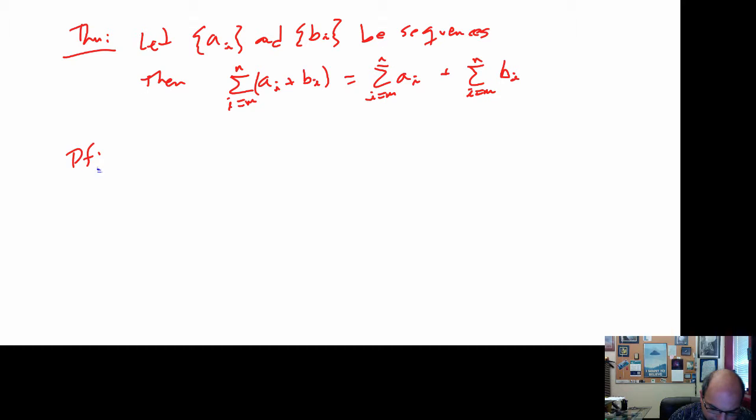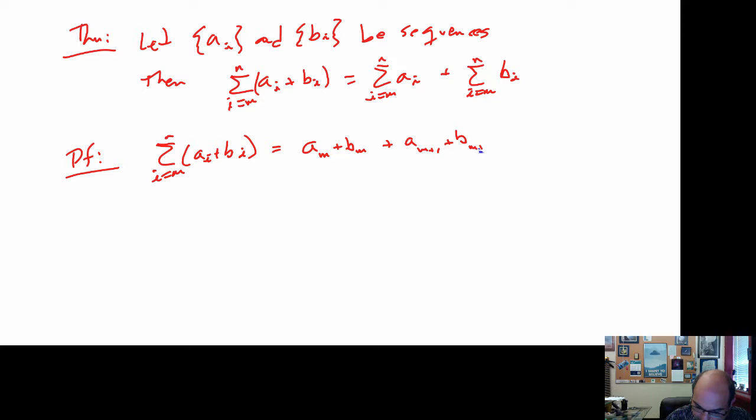And so I'm going to again start by giving you an informal proof. So if I have this, what I really have is A sub m plus B sub m plus A sub m plus 1 plus B sub m plus 1 plus ... plus A sub n plus B sub n. Okay, and now I'm just going to rearrange this by moving all of the a's to the front. And then all of the b's.